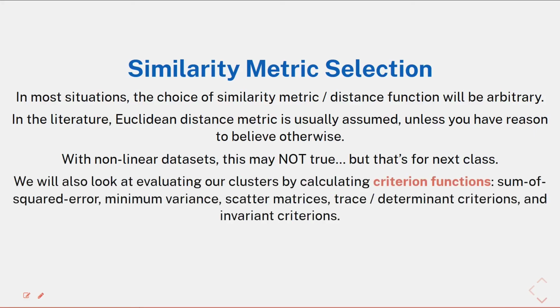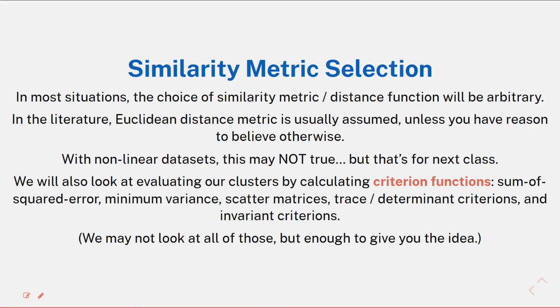We're also going to look at how to evaluate our clusters by calculating different criterion functions. So how do we know that one cluster is actually better than another, or one set of cluster memberships is more accurate than another? We're going to do that by defining certain criterion functions and talking about them in the context of different clusterings. And we may not look at all of these, but that's the goal. And I'll try and show some examples of this in the code.